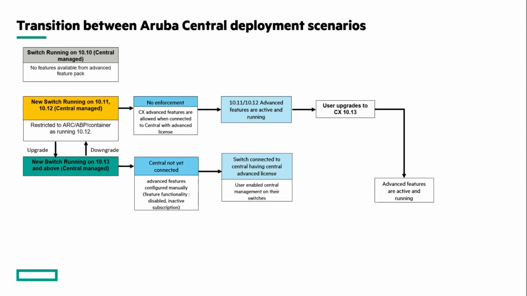After that, the switch is connected to Central, which has a Central advanced license. Now if a user enables the advanced features, all the advanced features will be functionally enabled and will be operational.